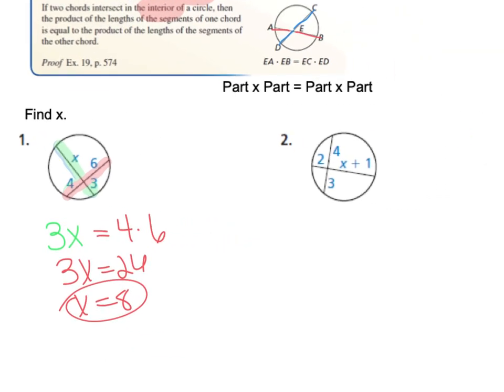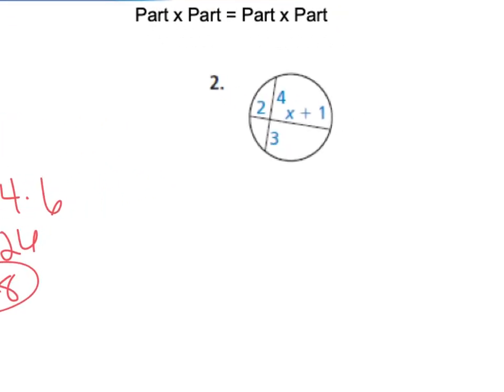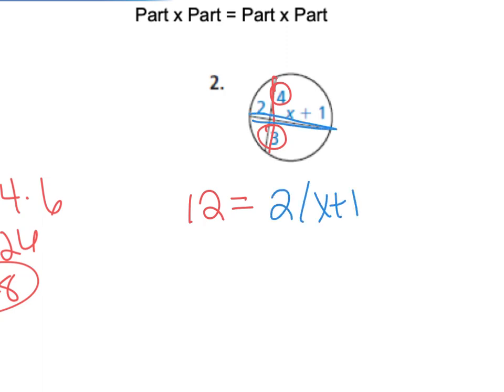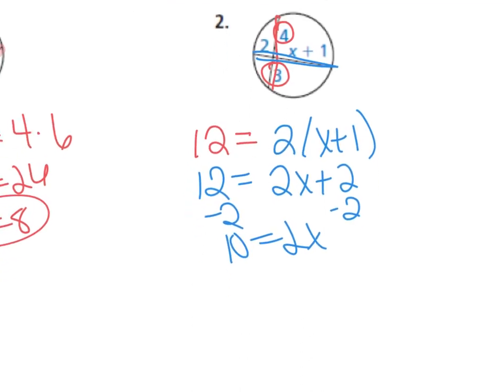Okay, so let's look at just another example of that, getting just a little more involved with our algebraic expressions. So we would have part times part. Here's one part, here's the other part of that red segment. So we'd have 3 times 4 is 12. And then this segment, one part is 2, the other part is x plus 1. So we are going to multiply them together. So 3 times 4 is 12. And then we multiply 2, and we distribute it in there, we get 2x plus 2. If we subtract 2 and divide by 2, we would get x equals 5.